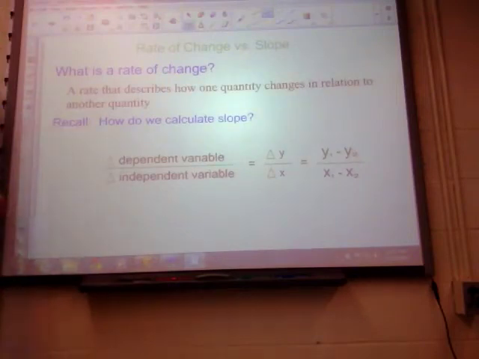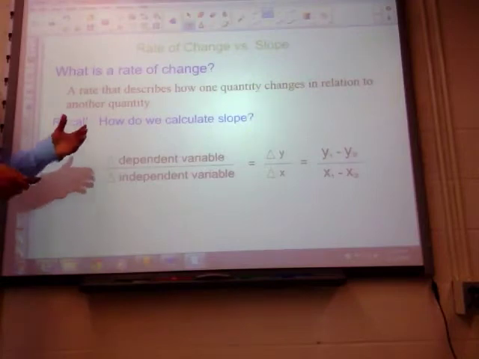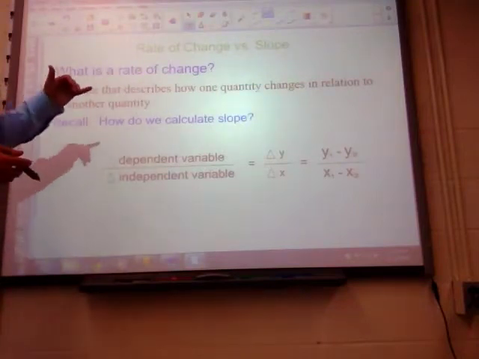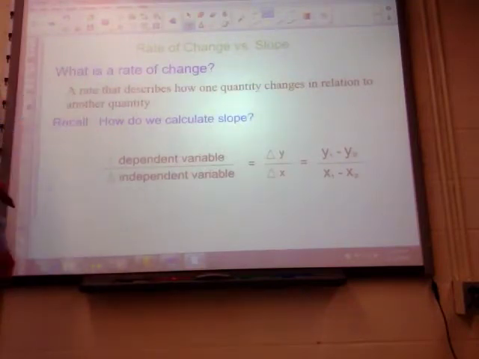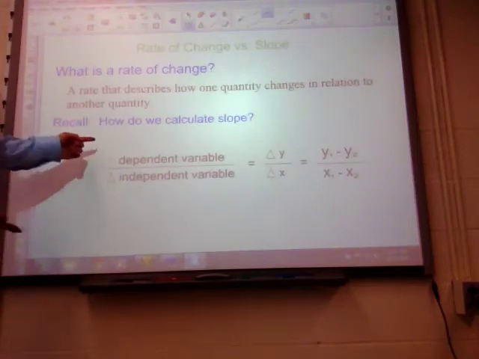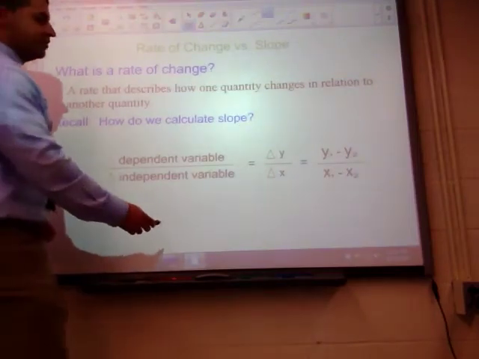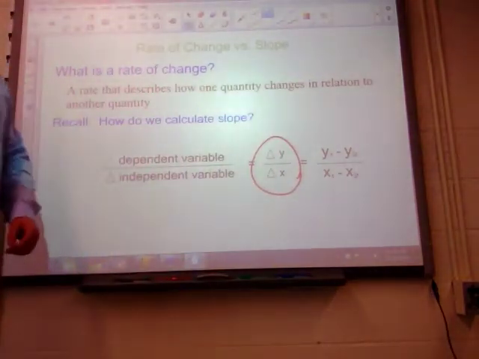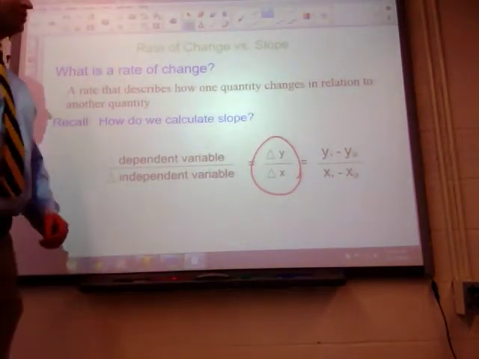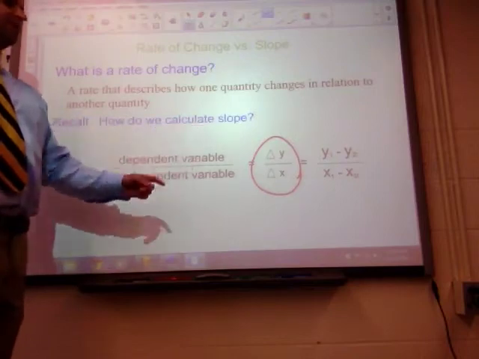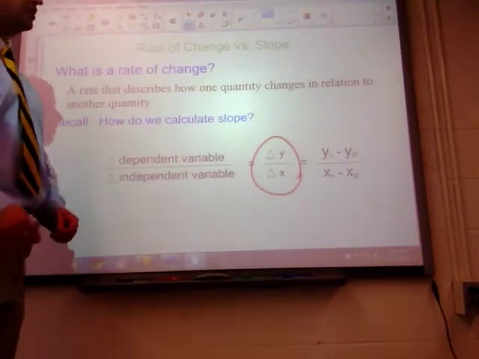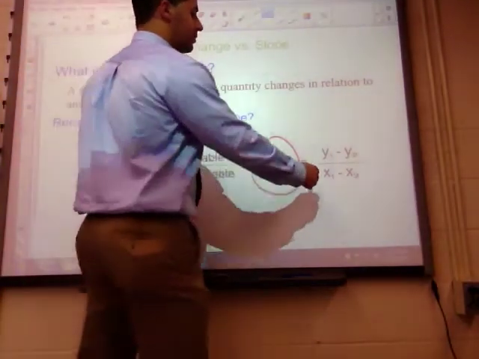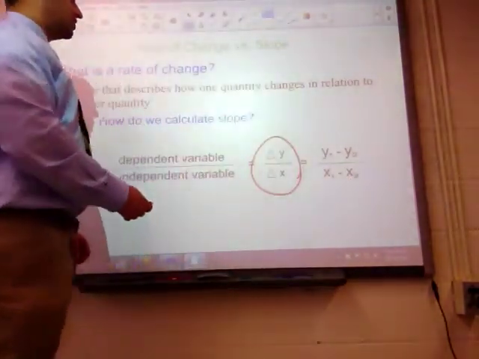A rate that describes how one quantity changes in relation to another quantity. So pretty much what I just said, it's one variable, usually our dependent variable, how it changes in relation to the independent variable. So we calculate slope as the change in y over change in x. You should remember this from the Unit 3 tables that we did, where we had to find out our y equals mx plus b equations by using our delta y over our delta x. A way to find that is y1 minus y2 over x1 minus x2.